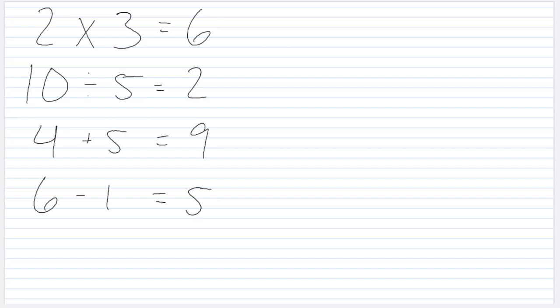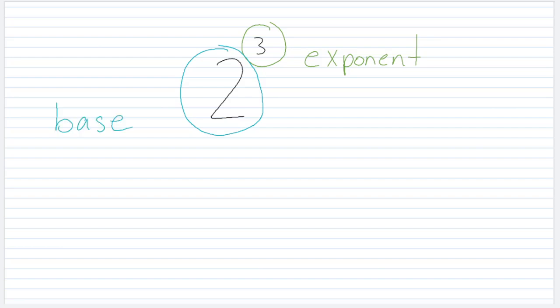But now we have a new one, and this one is called the exponent. So an exponent is a little number on top of a big number. And just quickly some terms. This little number is called the exponent, and this big number over here is called the base.